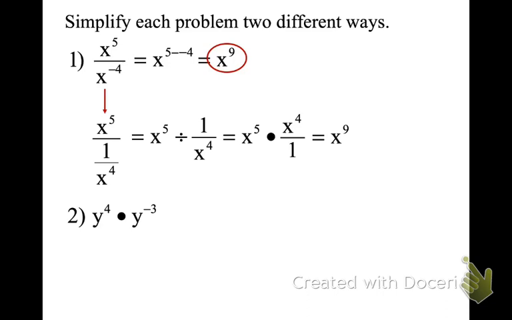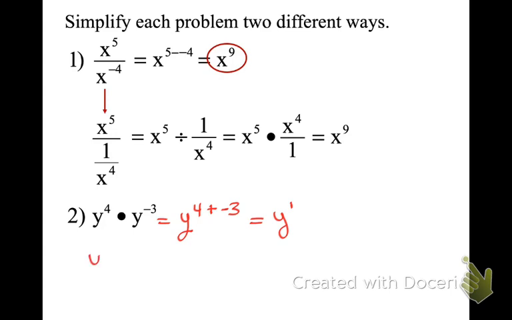Okay, so next one. Instead of multiplying, what are we doing? Y to the 4th power. What do we do usually? Add the exponents, but just use our integer rule. Y to the 4th plus -3, that's 1, which equals y to the 1st power.